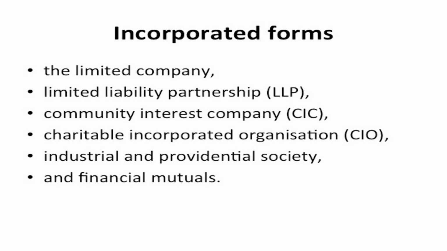Firstly, let's look at unincorporated legal forms. The distinguishing feature of unincorporated forms is that they have no separate legal personality. It is key to understand this. There are three main forms. Sole trader. Being a sole trader is the simplest way to set up and run a business. Ownership and control of the business rests with a single individual.